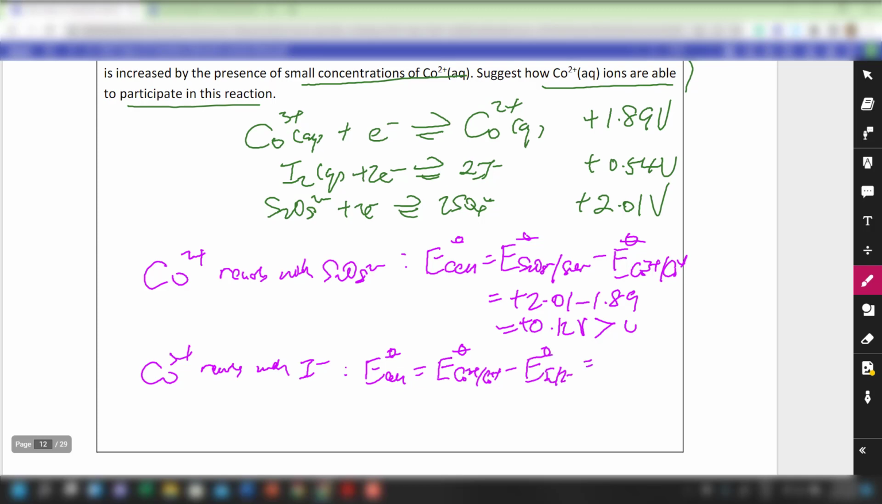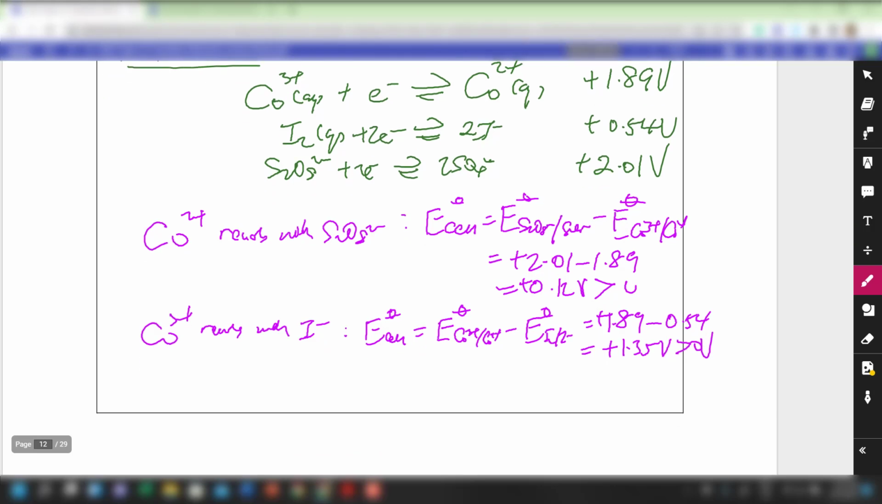Okay, so we are going to get 1.89 minus 0.54. Okay, so we are going to end up with plus 1.35 volts, which is greater than 0 volts. Therefore the reaction is thermodynamically feasible, and it is likely to be kinetically feasible as well because it involves iodide and cobalt-3.